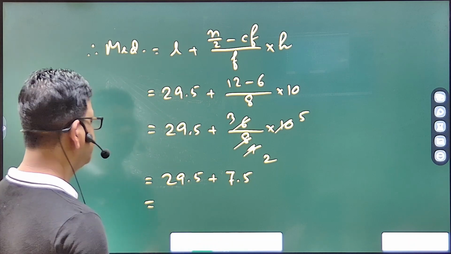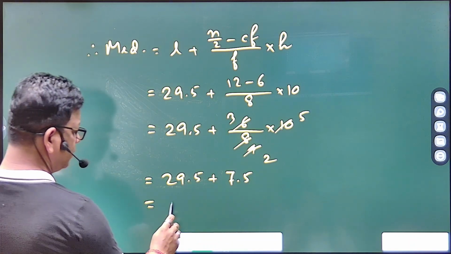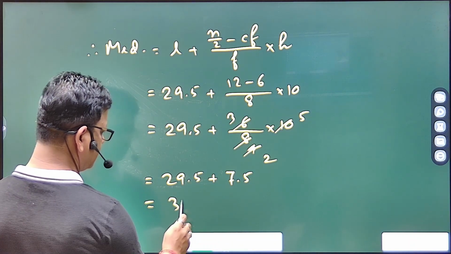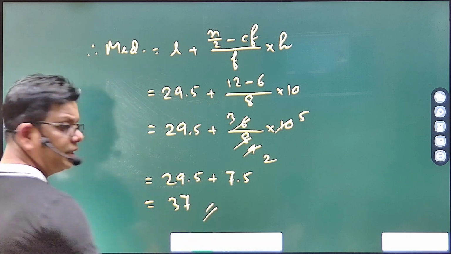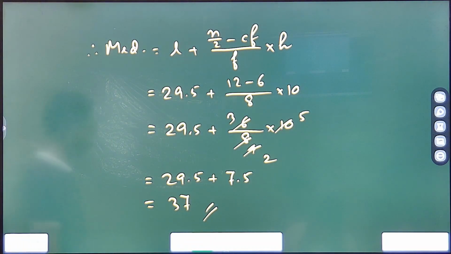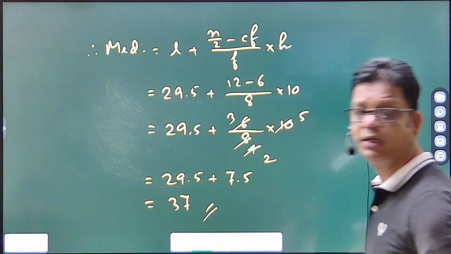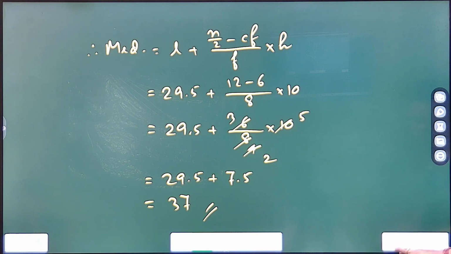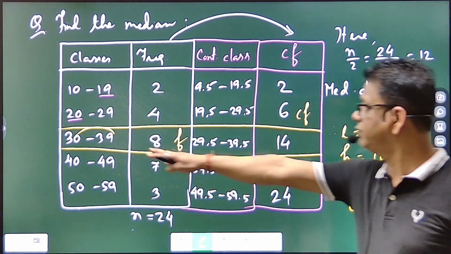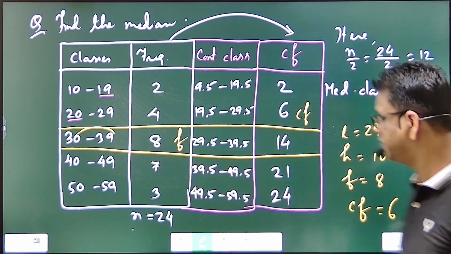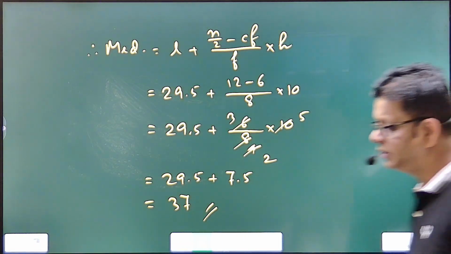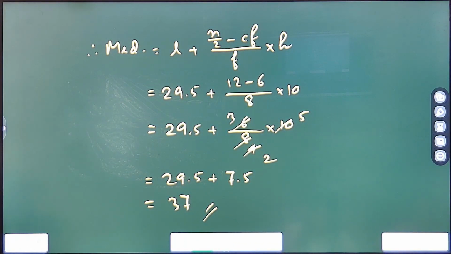Correct it if it is wrong. So 10. Is it 30? 30 how much? 37. Correct? Okay. So you don't forget to make the class continuous. That is why I just took this example. If you forget to make it continuous like this, or if you go ahead with this answer, it will never be correct. Done?